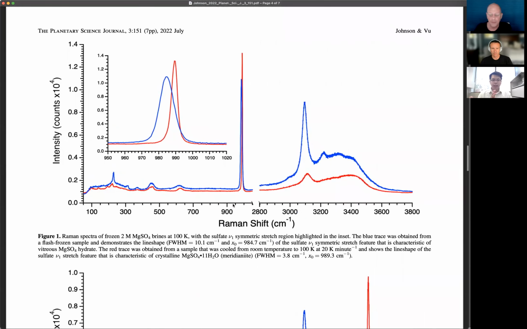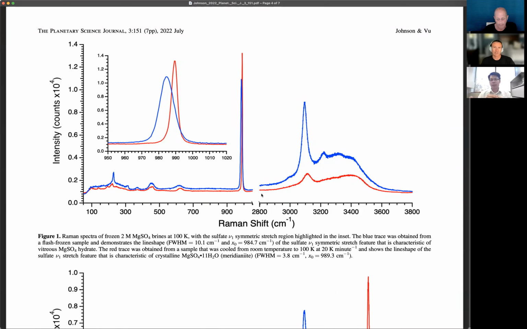So in this figure, we're freezing a 2 molar magnesium sulfate brine at 100 Kelvin. The blue trace is when the brine is flash frozen. That means we put a droplet of brine directly onto the cold stage and instantly froze it.